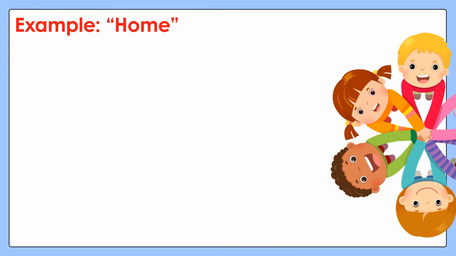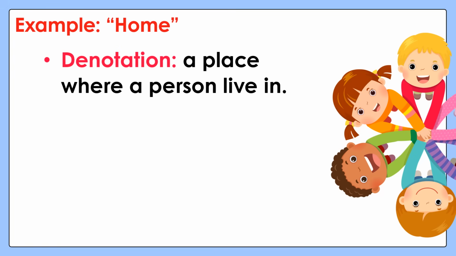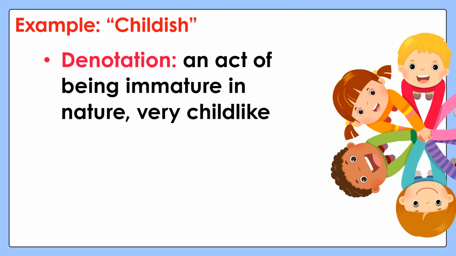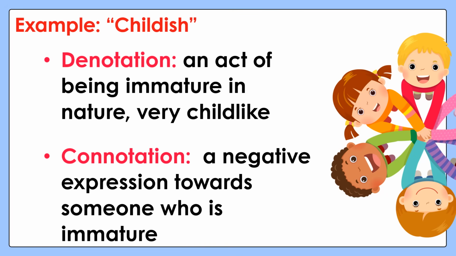Let's have examples. Home, denotation, a place where a person lives in. Connotation, place associated with safety, security, and peace. Childish, denotation, an act of being immature in nature, very childlike. Connotation, a negative expression towards someone who is immature.